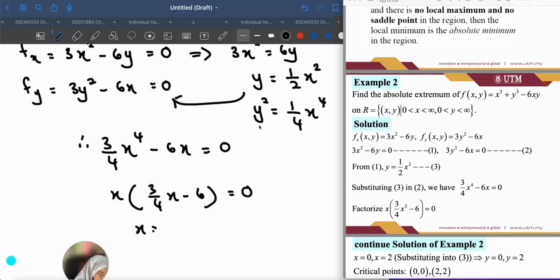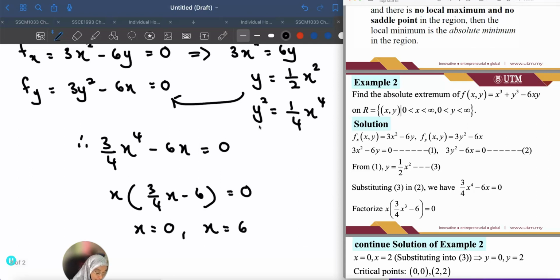Then you can have two values of x, right? 0 and x cubed equal to 6 times 4 over 3. So you got 8. So is that correct?